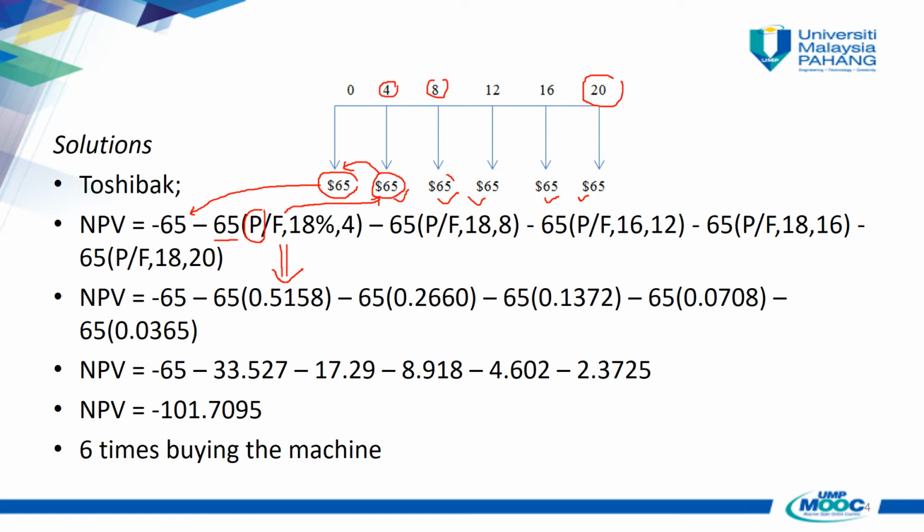Let's see the third value here, for this 65,000 purchasing at year 8. So this will become 65,000, but this 65,000 is an F relative to our P. So we call this finding P when we know the F. What is the F? F is our 65,000 at 18% interest rate at 8 years.